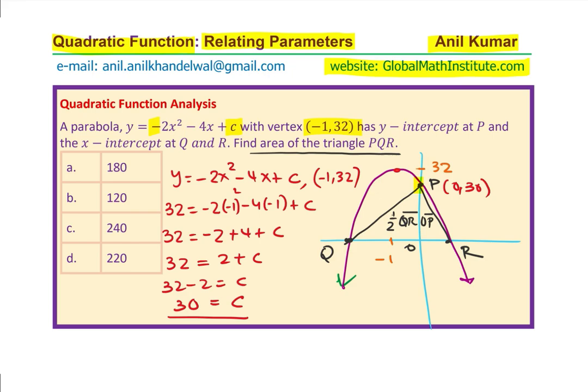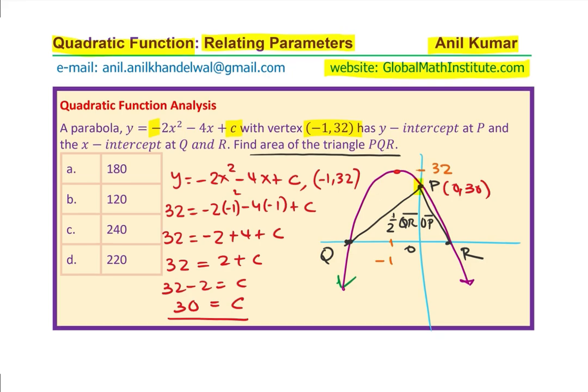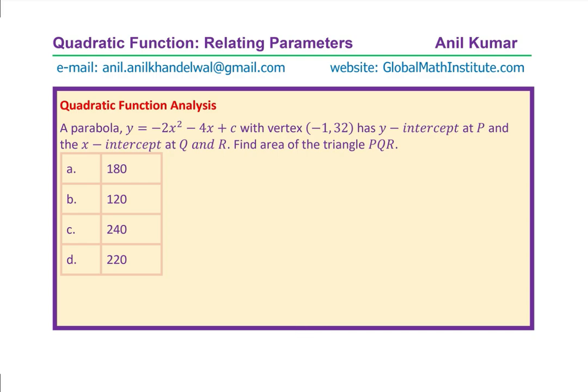Now once you have the value of c, you can find the x-intercepts. So let's move on to a fresh page. We just figured out that the equation should be y equals minus 2x squared minus 4x plus 30. Now, let us find the x-intercepts. To find x-intercepts, the y value should be 0, right? Means y equals 0. So, we are going to substitute y equals 0 and then solve for x.